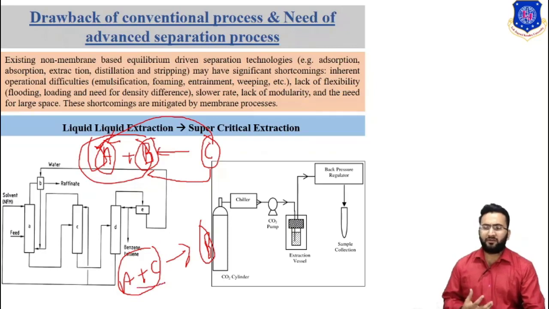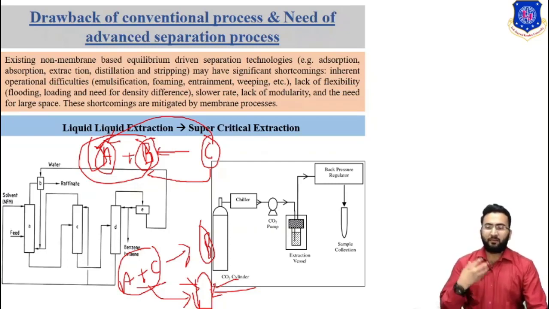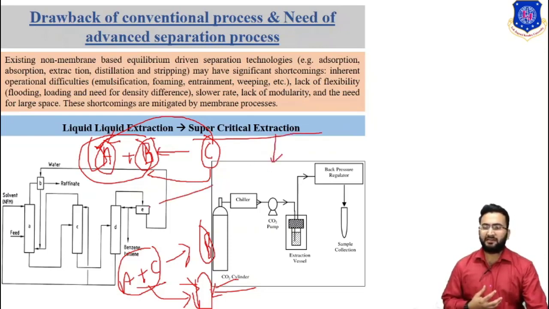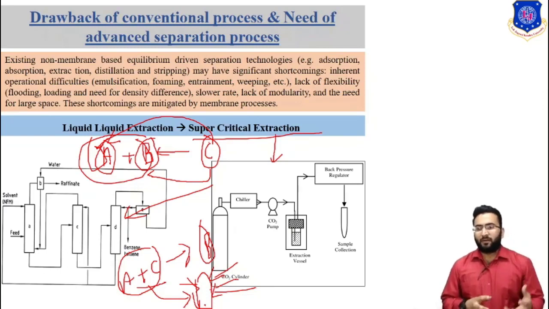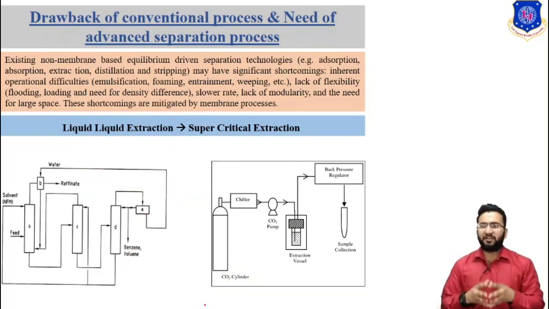Now if we want to separate this mixture, we have to use distillation. So there is a requirement of one additional distillation column in liquid-liquid extraction. That additional column can be removed by using supercritical extraction. If we use supercritical extraction instead of liquid-liquid extraction, we can remove this additional column. So it is beneficial from the point of view of fixed capital investment and operating cost. So using supercritical extraction, we can replace the liquid-liquid extraction process.